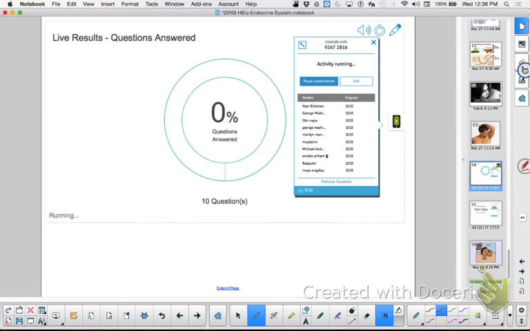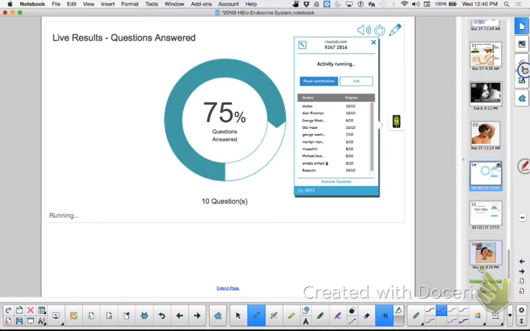What's the code? 9267 and then 2816. I think it's going to be my code forever. Every time it's that, isn't it? I don't know. Yeah. Pause here just for a minute.